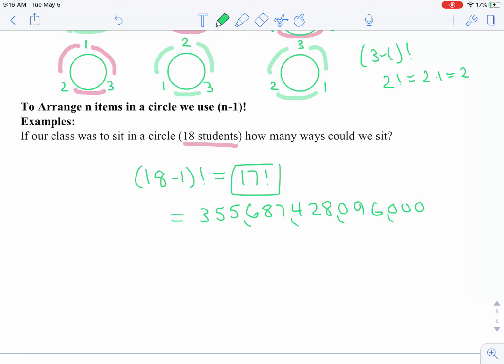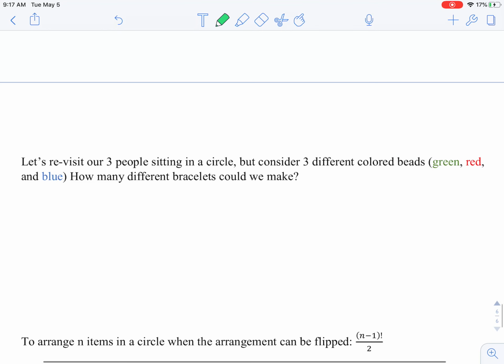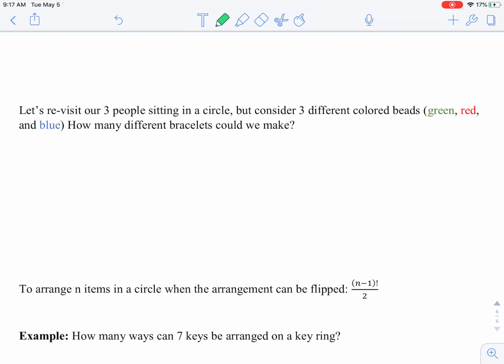And now when you get something like this, you would be perfectly fine if you wanted to just leave it as 17 factorial as well. Then you don't have to worry about writing any numbers wrong on there or putting anything in the wrong spot. Now, there's something else you have to be careful with.